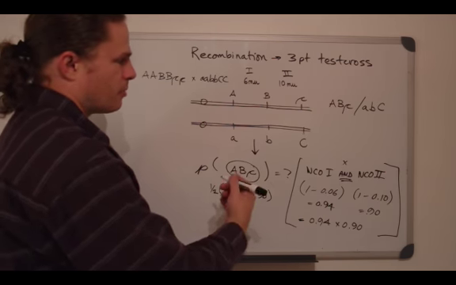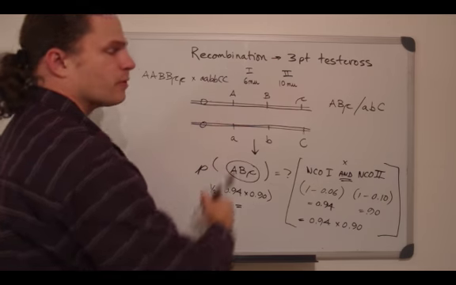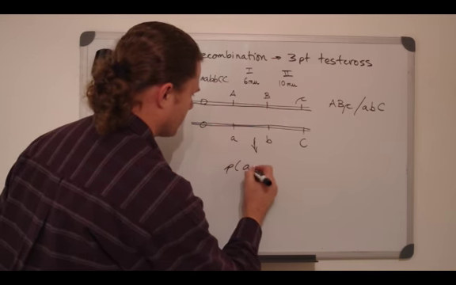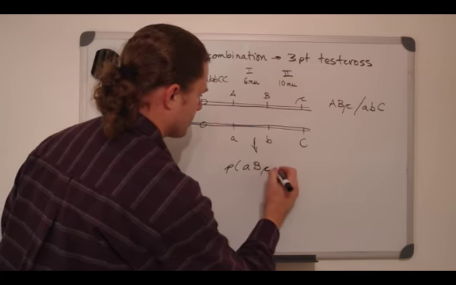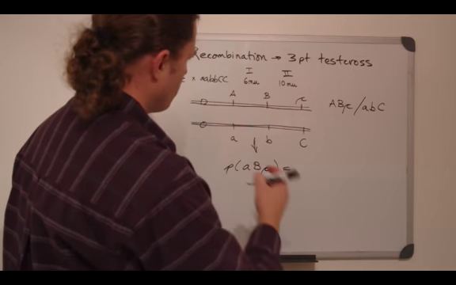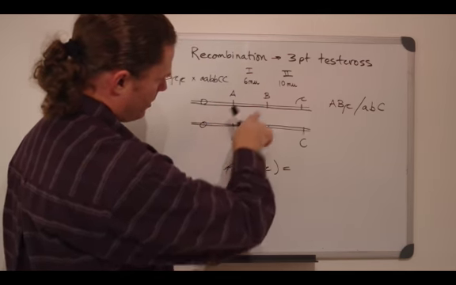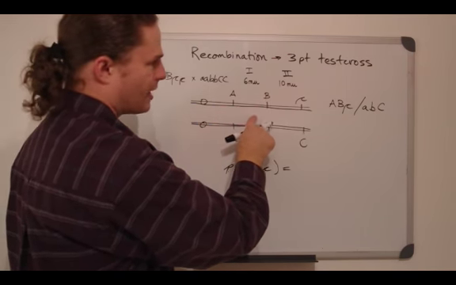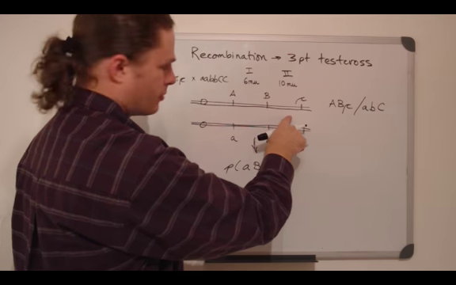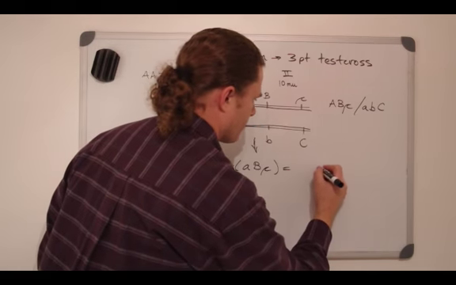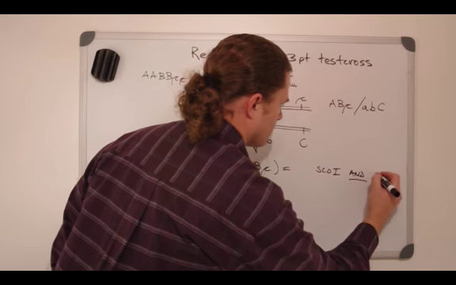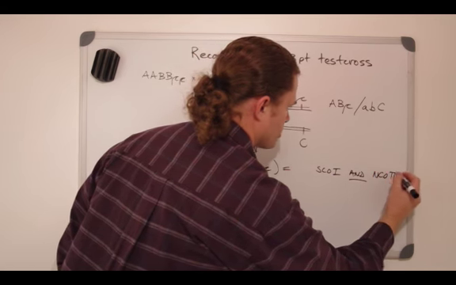Let's now do another example where we actually have a crossover in one of the intervals. Okay, so let's calculate another one. Let's now ask what's the probability of a little a, big B, little c gamete. Now, what you'll see here is with the little a and the big B and the little c, we need a single crossover in region 1 and no crossovers in region 2. So the requirements are single crossover in region 1 and no crossover in region 2.